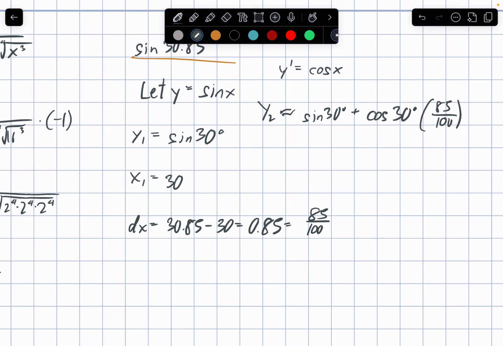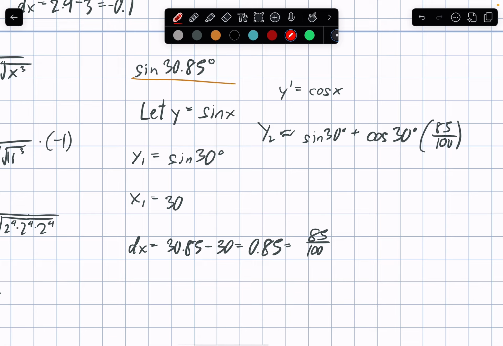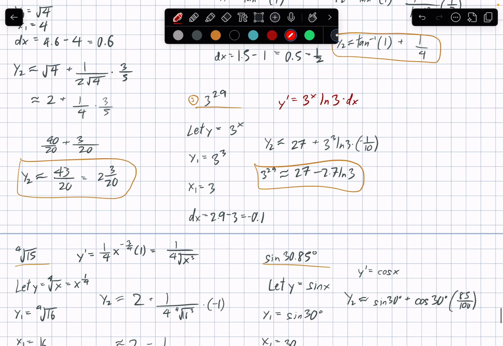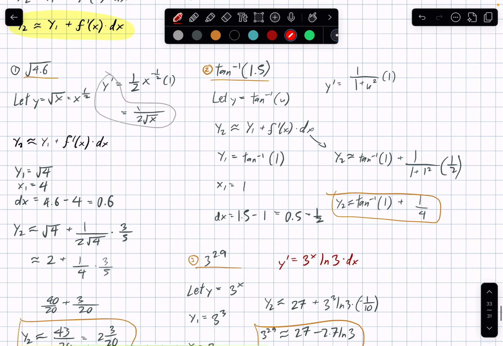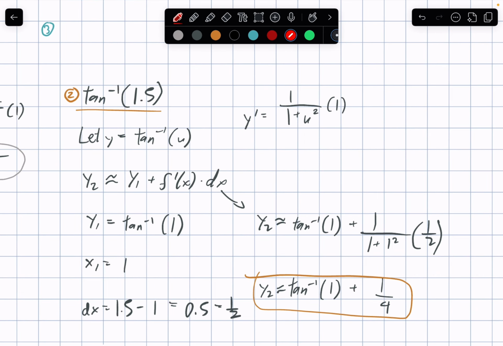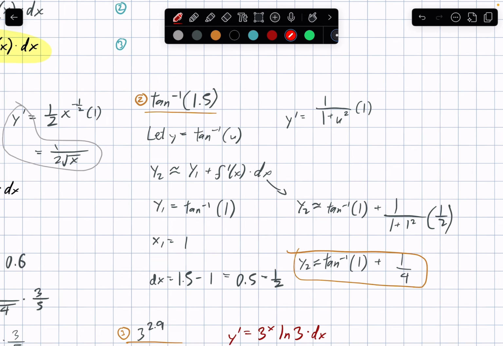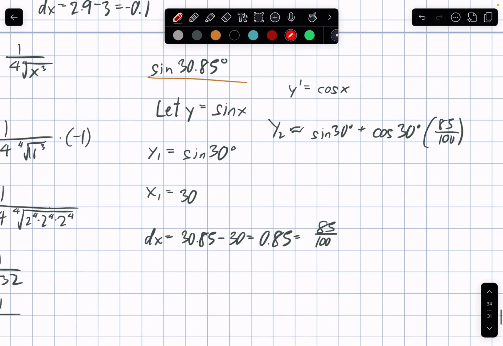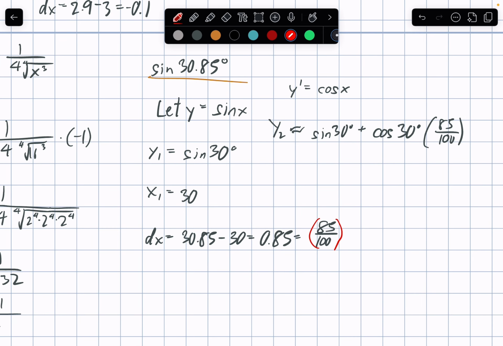By the way, this is something that's unique to this kind of question. Whenever you find dx for trigonometric questions, I don't think this counts because this is inverse. But if it's just sine, something like sine, you have to multiply this by pi over 180. So don't forget pi over 180 right there. So 85 over 100 could be simplified as 17 over 20.